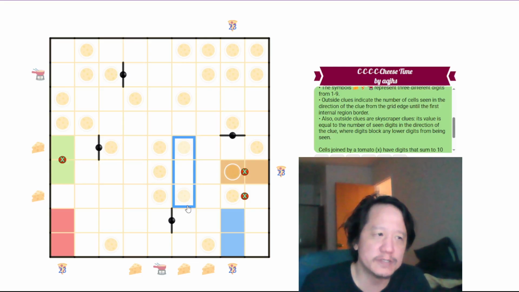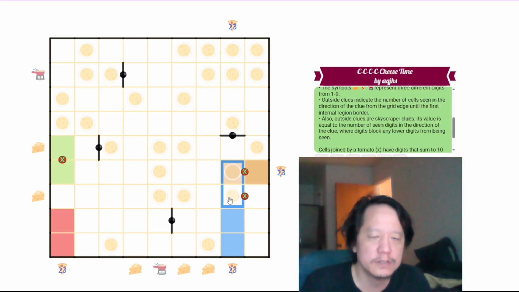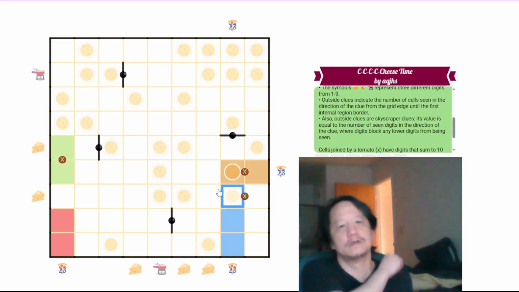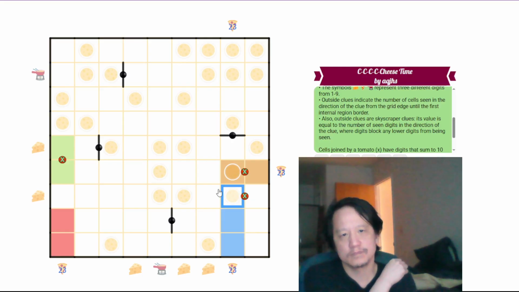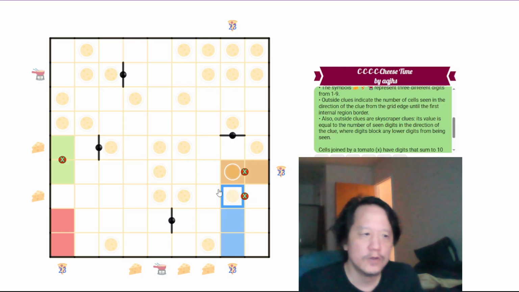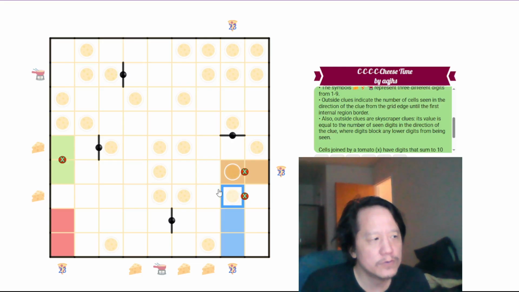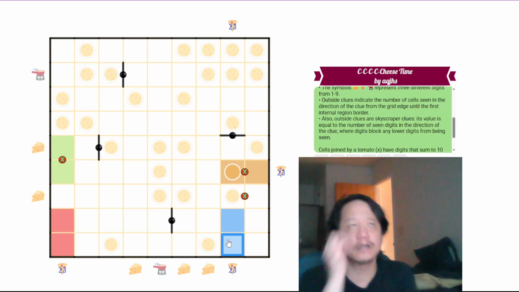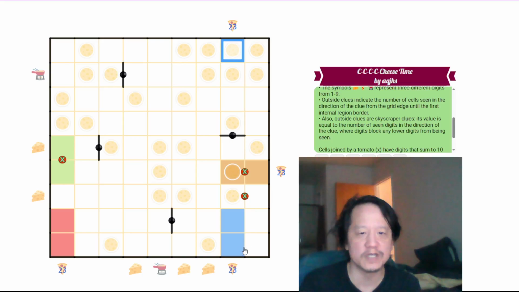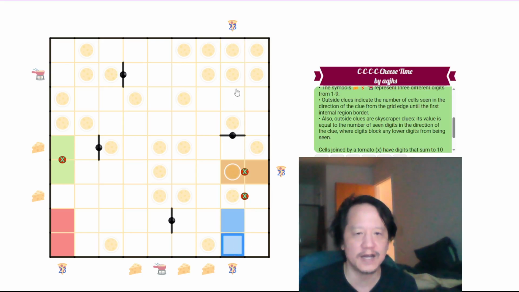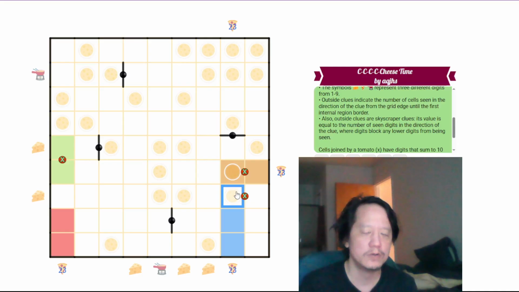It cannot be 7 unique digits. Hmm. So that means, ooh, if we have 2 here, I guess that could work. We could have 7 on one side and 8 on the other side, and then 9 somewhere in the middle. That is possible.